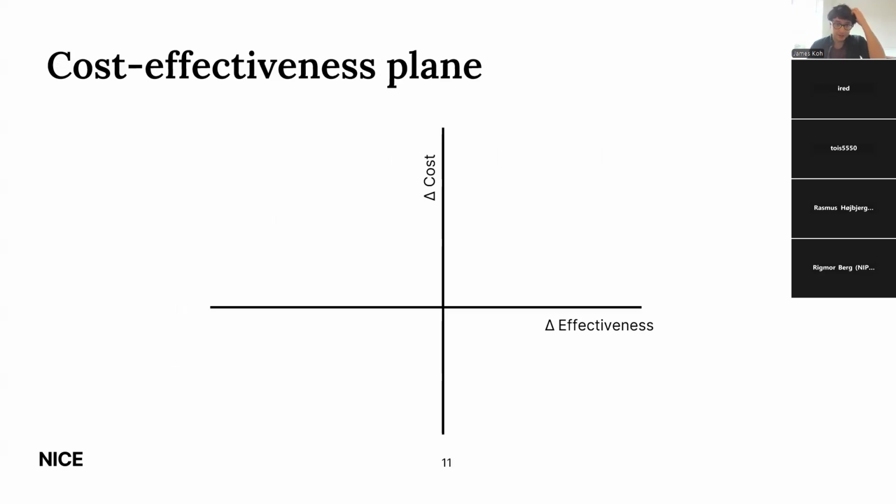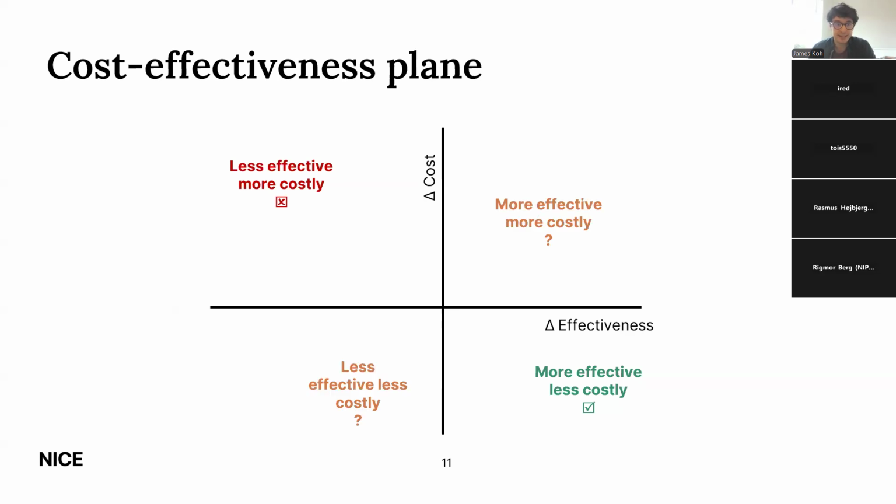So I just want to spend a few minutes illustrating exactly how this looks from a theoretical perspective. So here's your traditional cost effectiveness plane. You have effectiveness on the horizontal axis and cost on the vertical axis. So bottom right, you have things that are less costly, more effective. That's a win-win. Up in the top left is less effective and more costly. So that's no good.